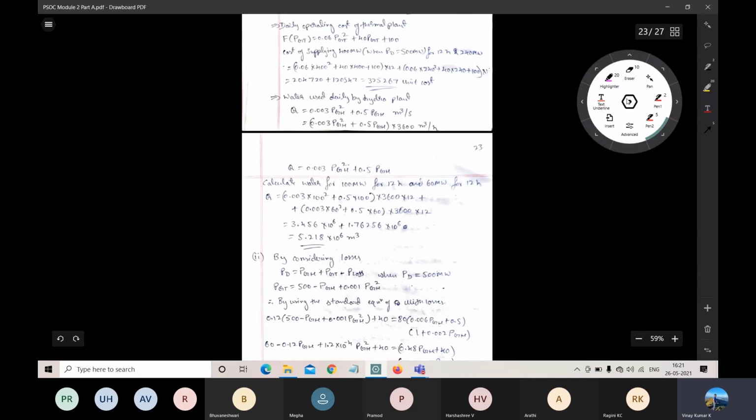Okay. And here we need to resubstitute, similar to the PGT value. Similar to the PGT here, PGH. Substitute two values, 100 as well as 60, that is 100, 360 into 12. If you just calculate it, you will get 5.218 into 10 raised to 6 meter cube. This is the required thing. So this is for neglecting the losses.